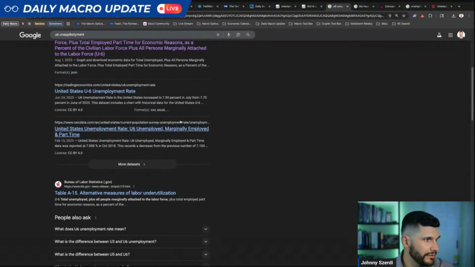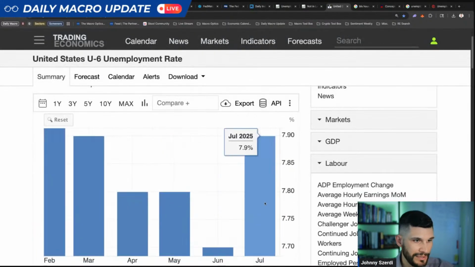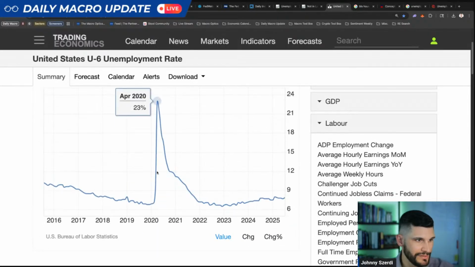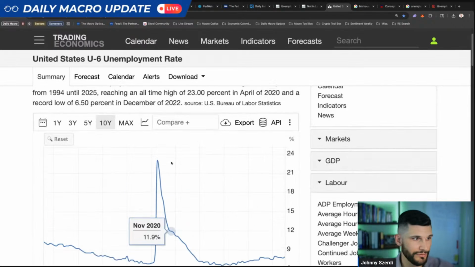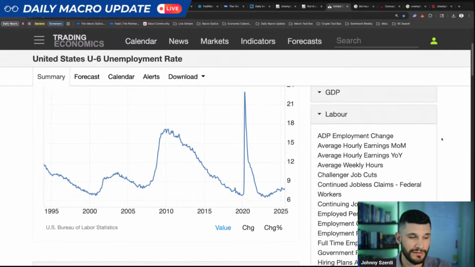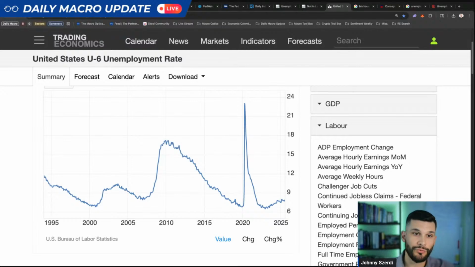Let's see if I can find it on. Here we go. Yeah, so the U6 unemployment rate, it's still not at levels that we saw during the pandemic. If you do max this out, right now it's at 7.9%, which could start to accelerate here like we saw back in the early 2000s. So definitely pay attention to the U6 unemployment rate over U3, which is the headline unemployment rate.